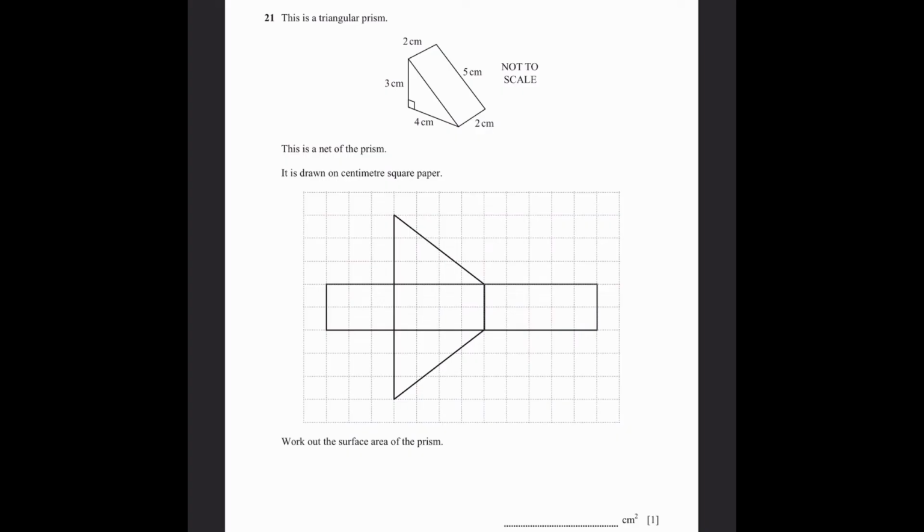Question 21. There's a triangular prism, and there's a net. It's drawn on centimeter square paper. Work out the surface area of the prism. First, let's label it. We have 4 centimeters, 2 centimeters here, all the way to the other side. And then we have 5 centimeters for a diagonal, both of them. And then where is 3 centimeters? It's actually this line over here on both sides. And also, this is 5 centimeters because it joins up with the diagonal.